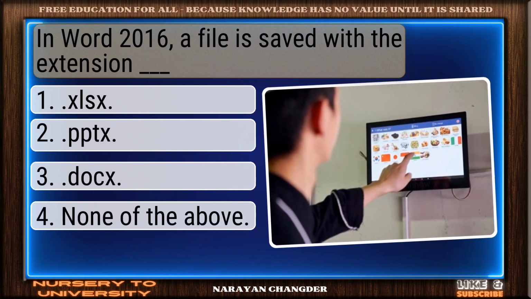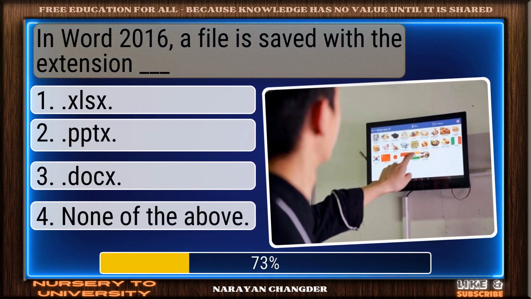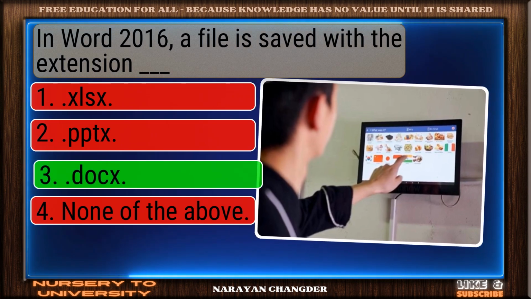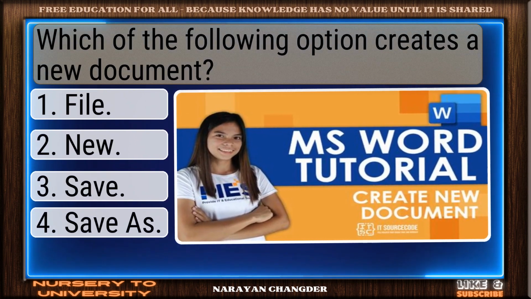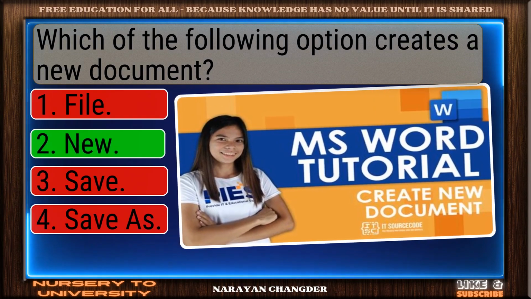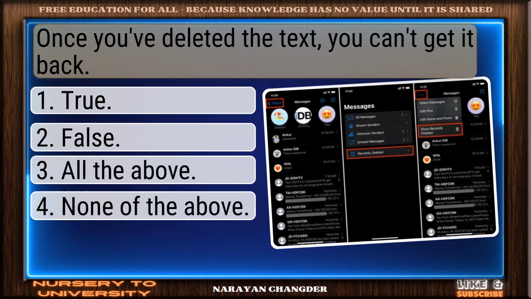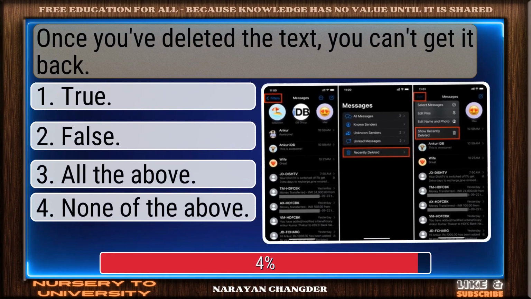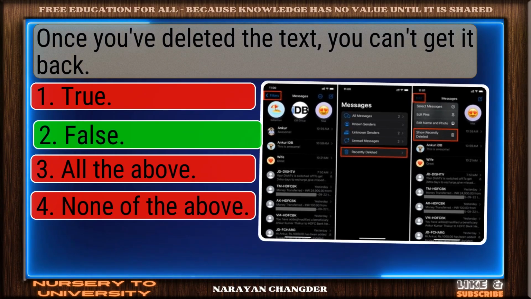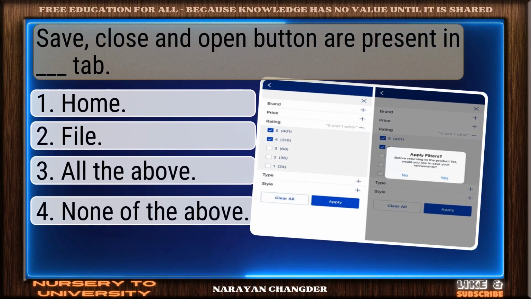In Word 2016, a file is saved with the extension dash. Smart pick. Docs is the correct choice. Which of the following option creates a new document? Correct response. New is the most accurate answer. Once you've deleted the text, you can't get it back. Well reasoned. False is the correct choice. Save, close, and open button are present in dash tab.